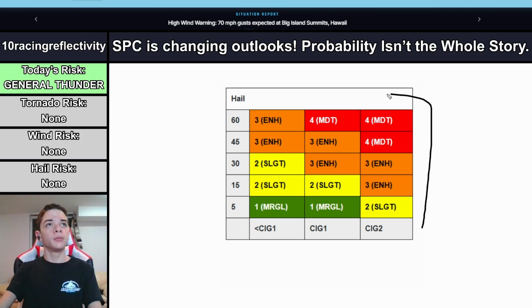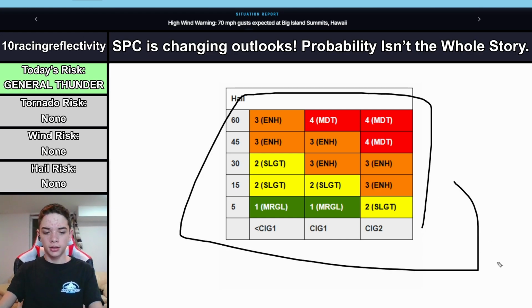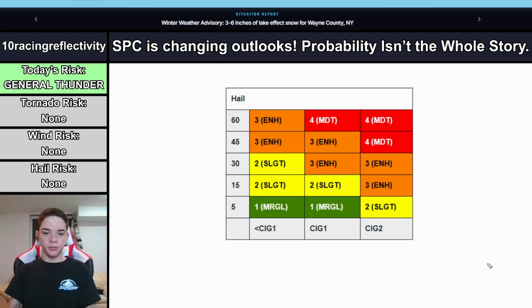But I think this table does make pretty good sense. I think all the tables so far have made pretty good sense. I think I agree with pretty much all of them and pretty much everything they say. So that's really all I've got to say for hail. But otherwise, we've got 45 and 60 can be moderate. I believe 60 used to be a high risk, so I think they've downgraded that to a moderate risk.